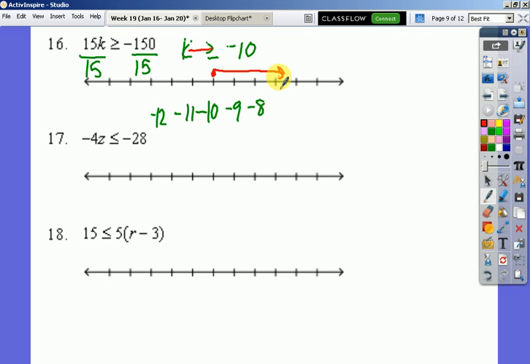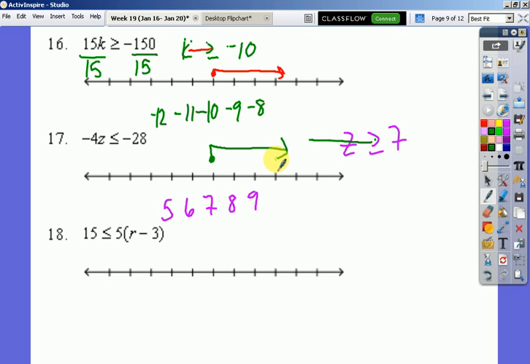Okay. What about 17? What happens when I divide by the negative 4? I flip the inequality sign. So Z is now greater than or equal to what? 7. Again, 7, 8, 9, 6, 5. Open or closed? Closed. And a little arrow. Go that way.